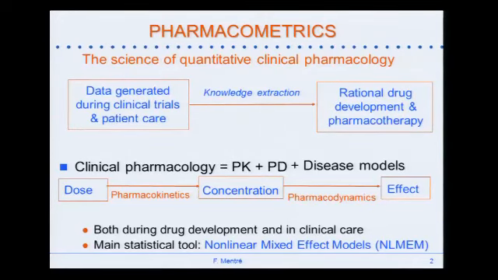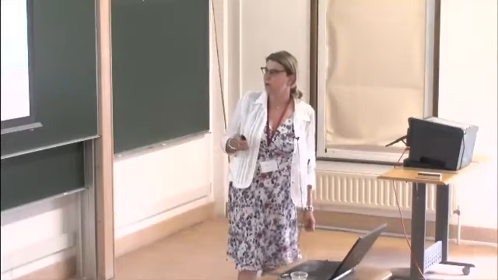So I think I will start by the definition of pharmacometrics, which is called the science of quantitative clinical pharmacology. And indeed, the idea is to use all data generated during clinical trials and patient care and to extract as much knowledge as we can in order to have either rational drug development or, if you're a physician, an optimal pharmacotherapy. And the work of pharmacometricians is indeed to do this analysis, but it's also to use the results of this analysis to design next studies, and this is what we're going to do here.